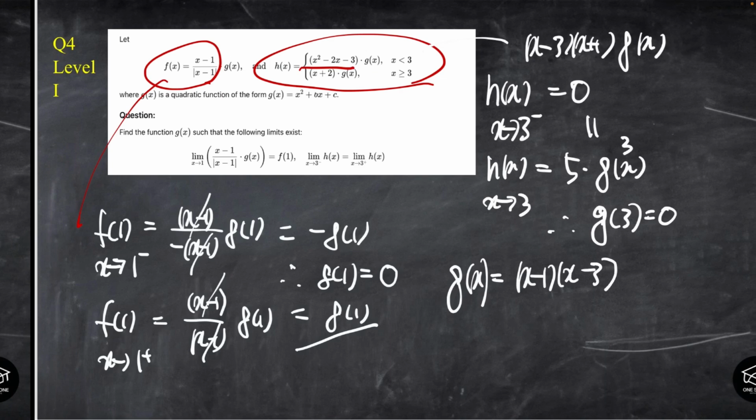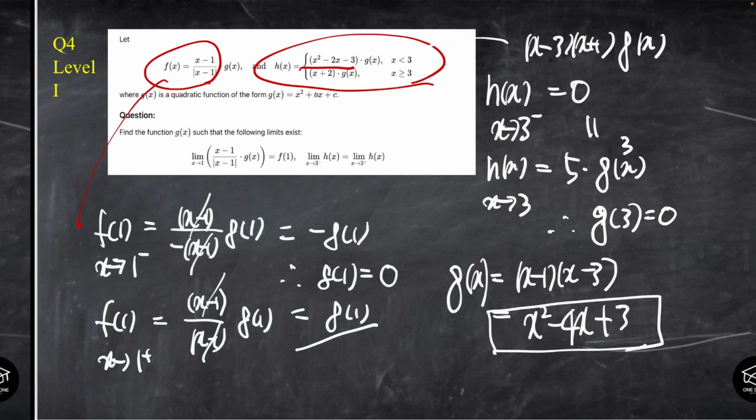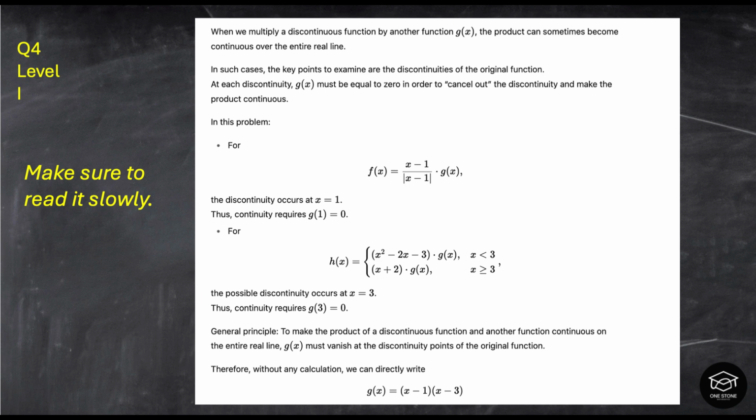This tells us that g of x is a quadratic with roots at 1 and 3, so we can write g of x equals x minus 1 times x minus 3. Expanding that, we get g of x equals x squared minus 4x plus 3. Final answer, g of x equals x squared minus 4x plus 3.